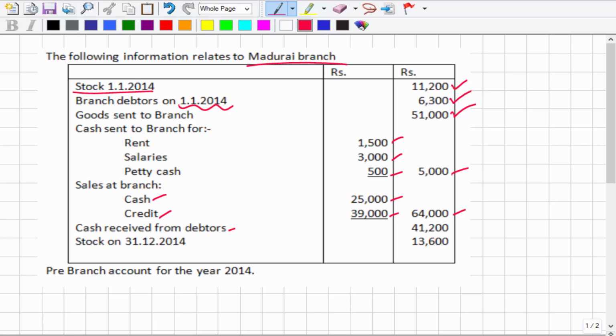Cash received from debtors 41,200. Stock on 31st December 2014, 13,600. We have to prepare the branch account for the year 2014. So basically we have to prepare the Madurai branch account for the year 2014. Let's get started.